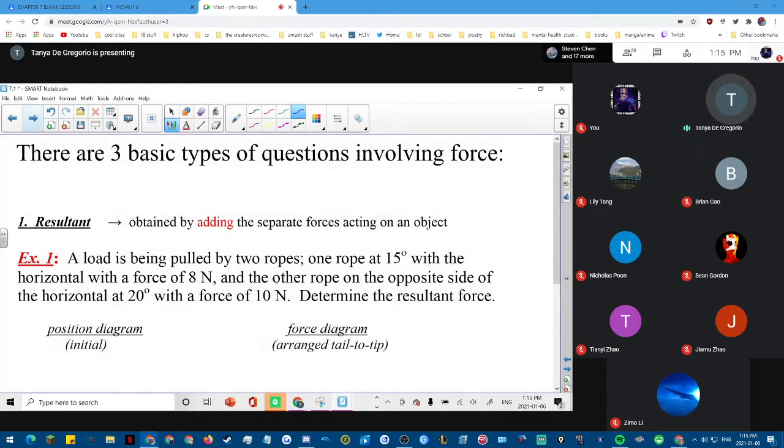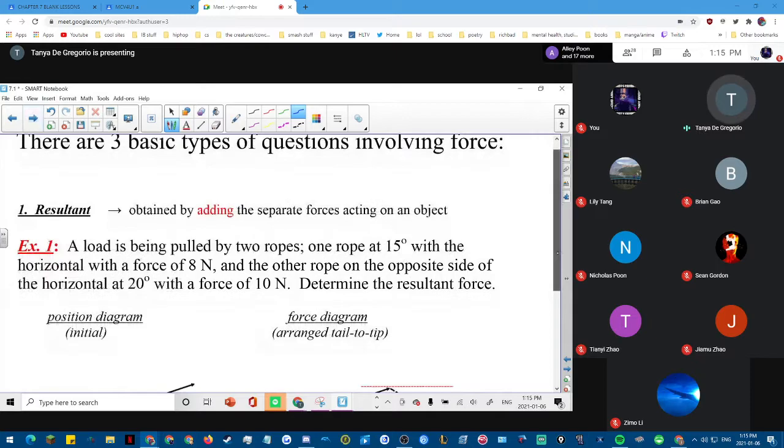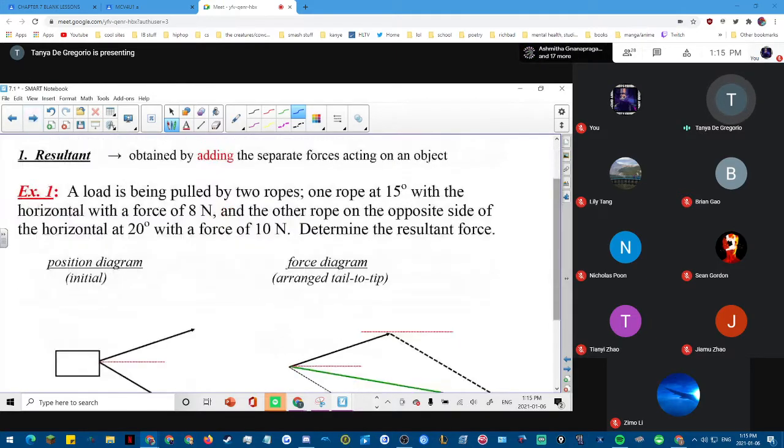So there are three basic types of questions involving force. The first one we're going to look at is resultant. These types of questions are when you're going to be finding the resultant, just like we've been doing so far. It's obtained by adding the separate forces acting on an object.